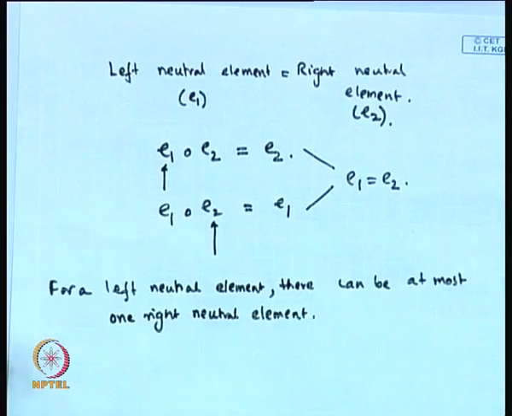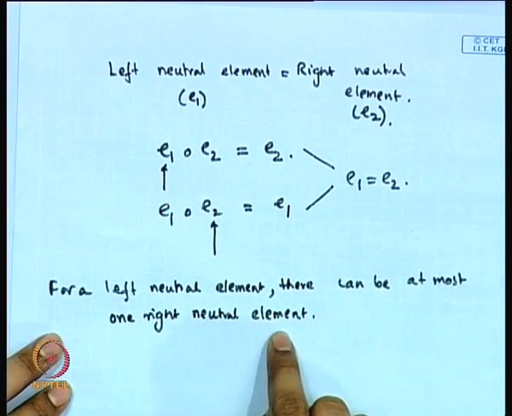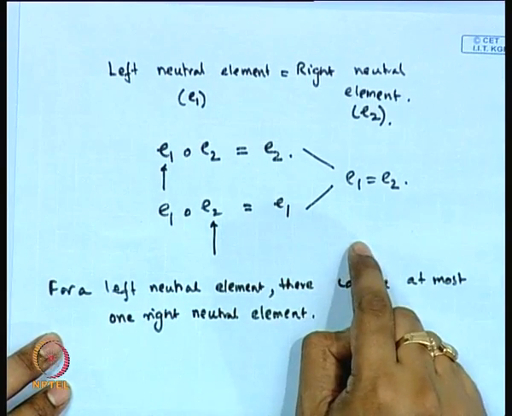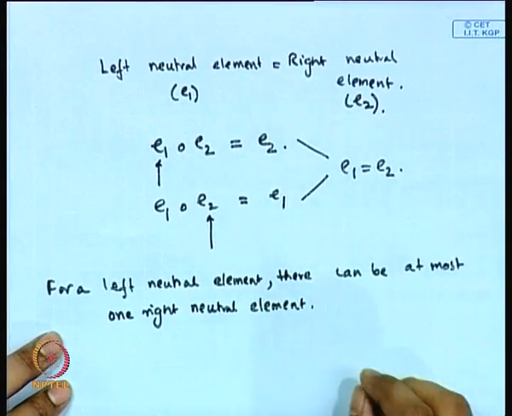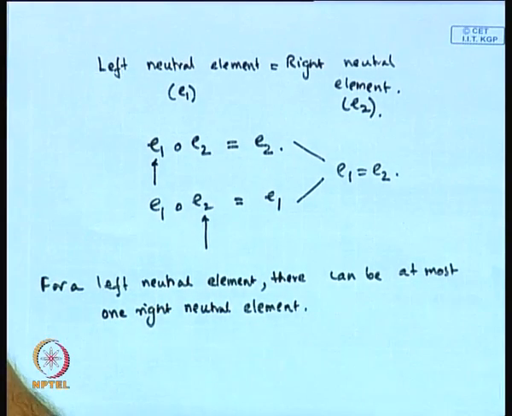So from here we know that if there can be at most one right neutral element, then this right neutral element is again the same as the left neutral element by this definition. So from these two results we can conclude that there can be at most one neutral element. Therefore a semigroup which has a neutral element, called a monoid, can have at most one neutral element. So this result holds true, that is, a semigroup has at most one neutral element.